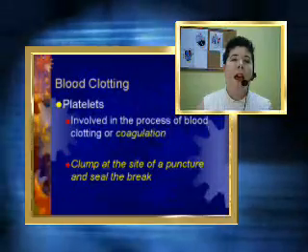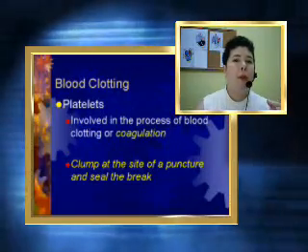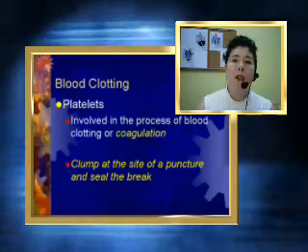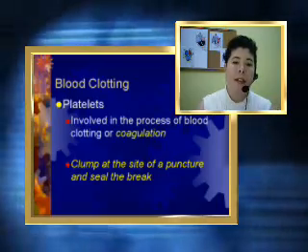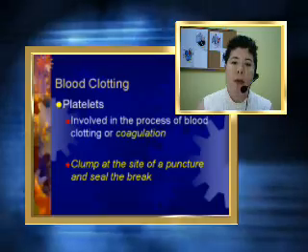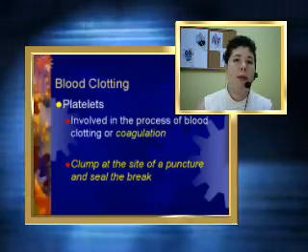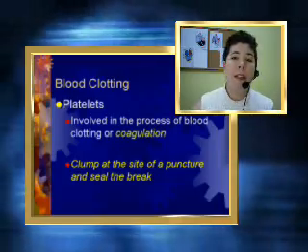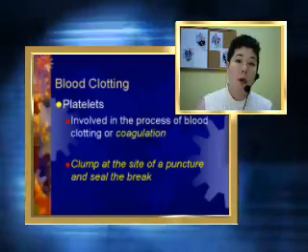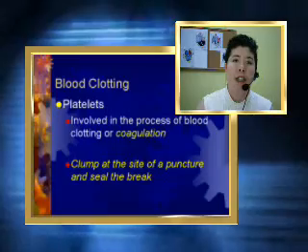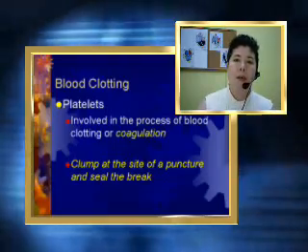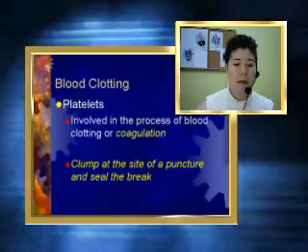Okay, the last formed element we're going to talk about is called platelets. Platelets are not actually fully formed cells. They're called cell fragments. They're made up of larger cells called megakaryocytes, which are found in that red bone marrow that we talked about earlier. Platelets are produced at a fairly high rate, and the entire process of blood clotting, or coagulation, is related to the action of the platelets. They clump at the site of a puncture and seal the break in the blood vessel.